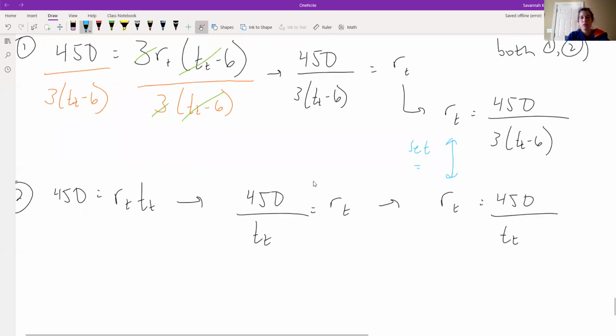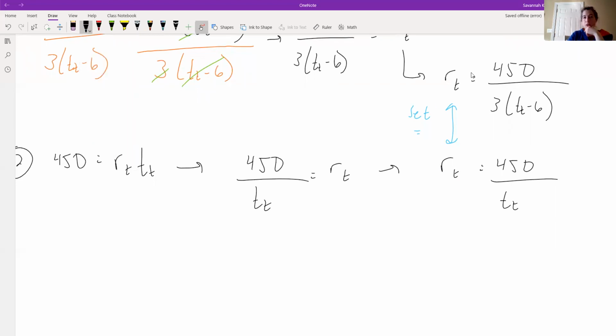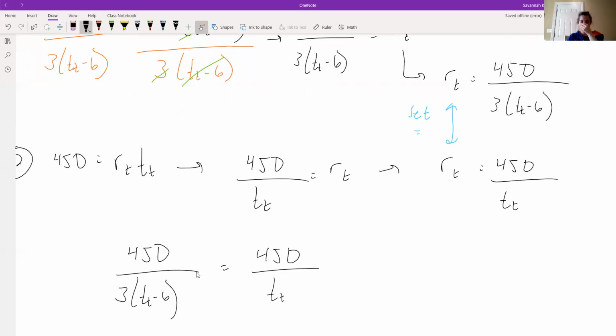Okay, so I set them equal. So RT equals itself, so I could say that this RT... and you notice when I set them equal, the RTs disappeared. That's okay. I still have 2 nice equations for RT here. I'll get back to that. This is just the simplest way.